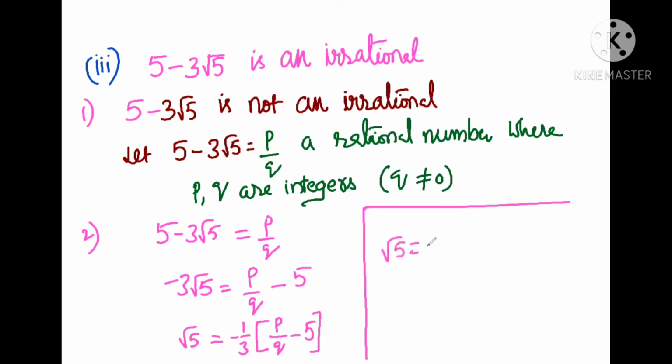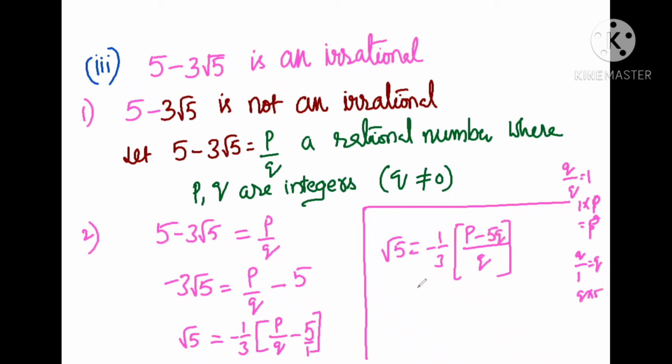root 5 is equal to minus 1 by 3. We can write this with q as the LCM here. So q by q is 1, into p, minus 5 into q, 5q. Take q by q is equal to 1, into 5, 1 into 5 is equal to 5. 1 into p is equal to p, which I wrote here. Then q by 1 is q, into 5 is equal to 5q.